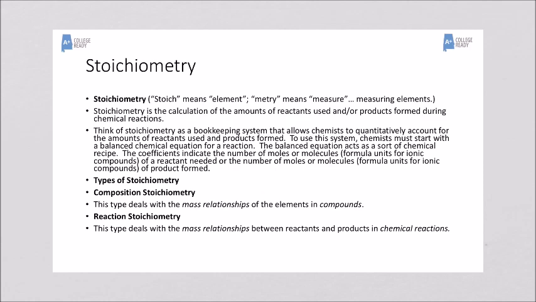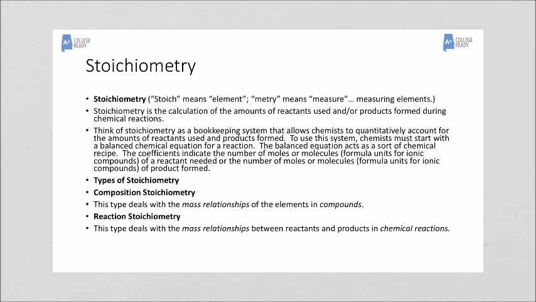To use this system, chemists must start with a balanced, and let me stress that, a balanced chemical equation for the reaction. And you can think of that balanced equation almost like a recipe. If you know the recipe, you can calculate how much product you make from a known amount of reactants.